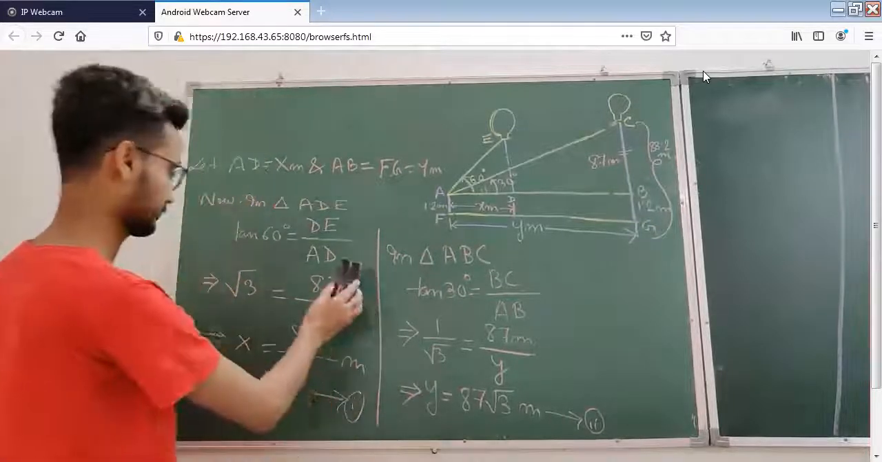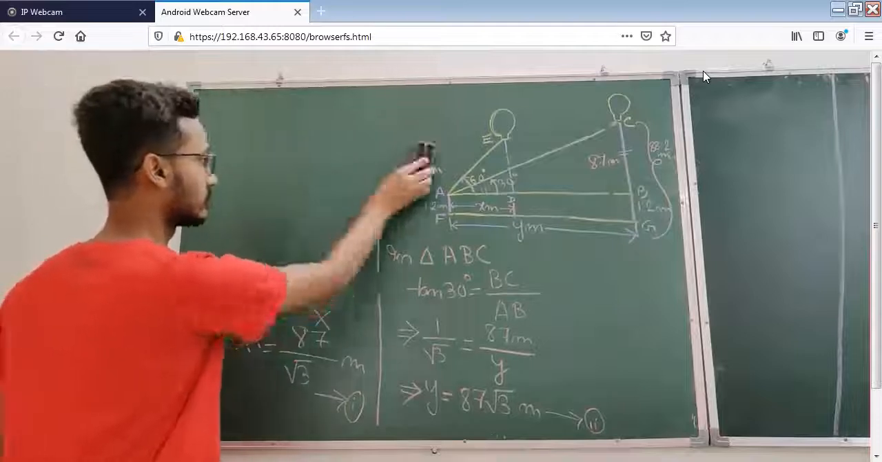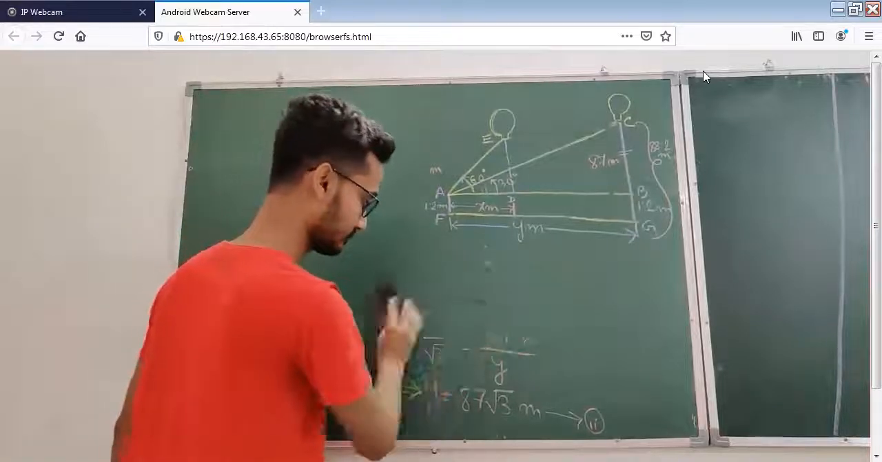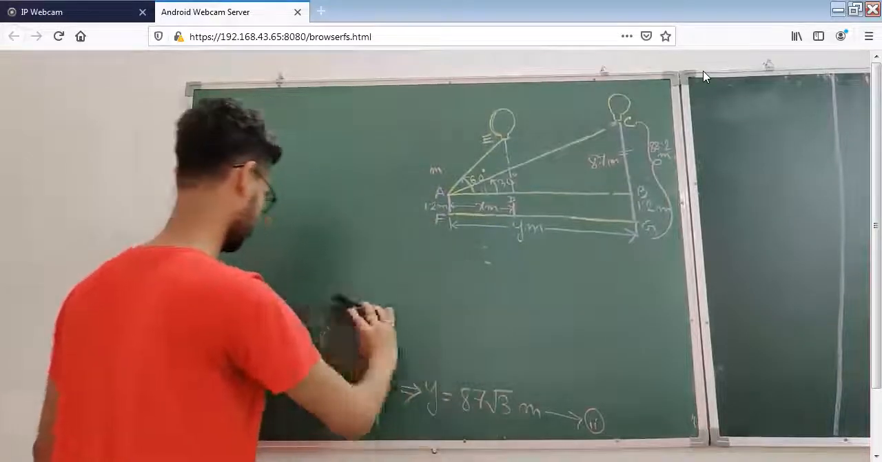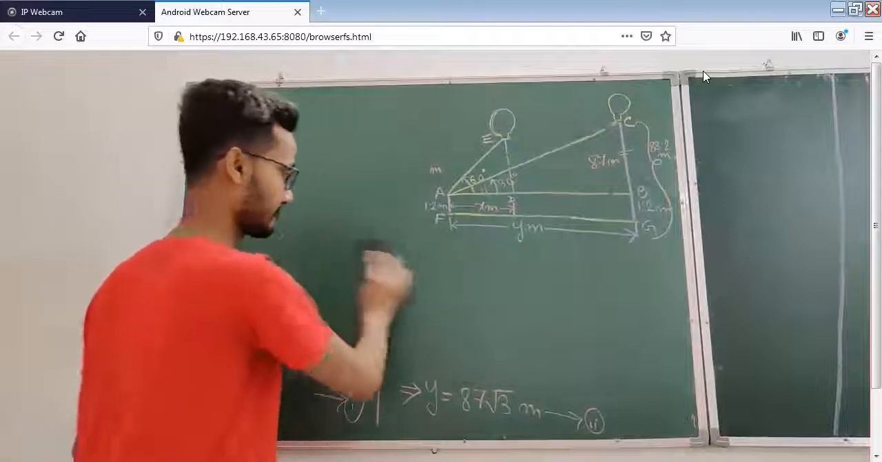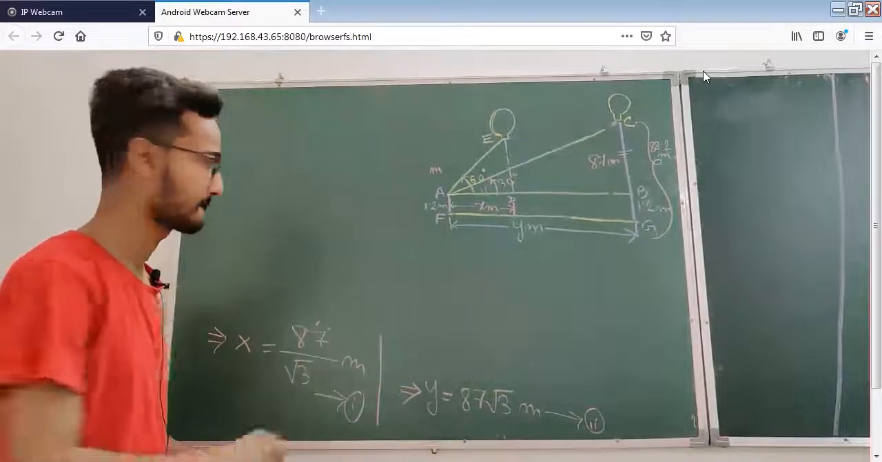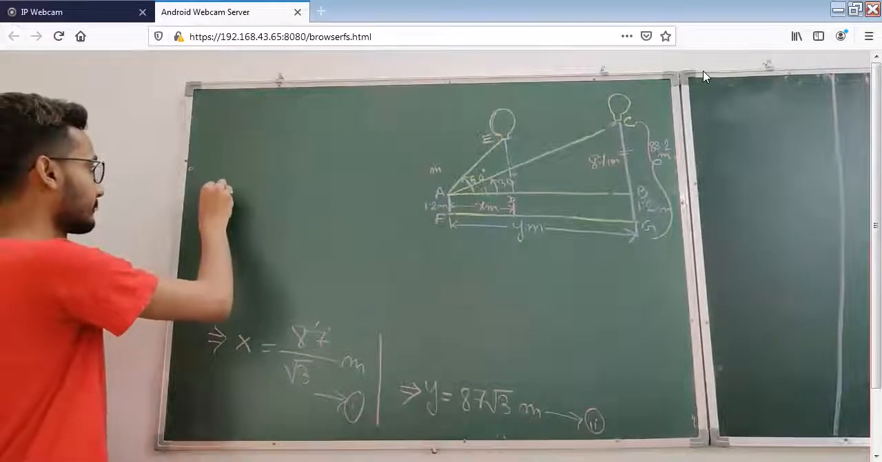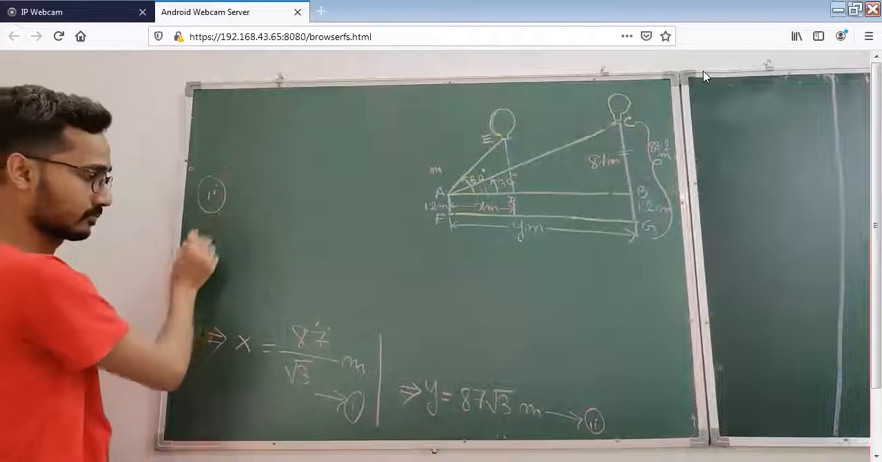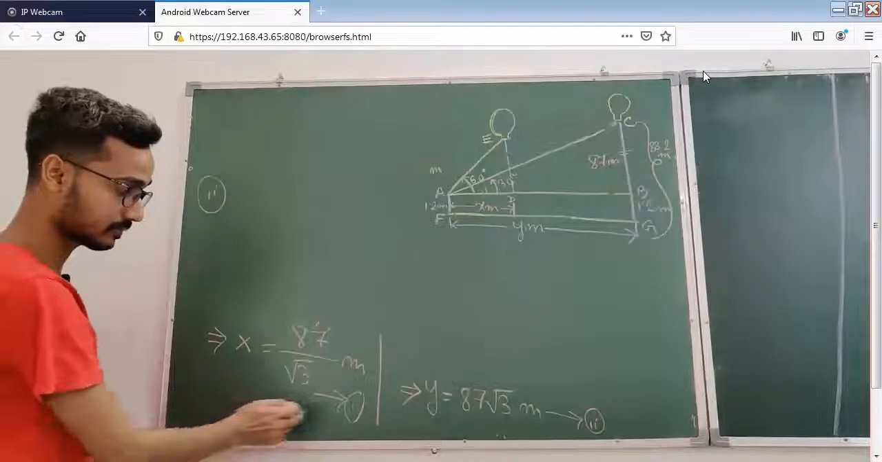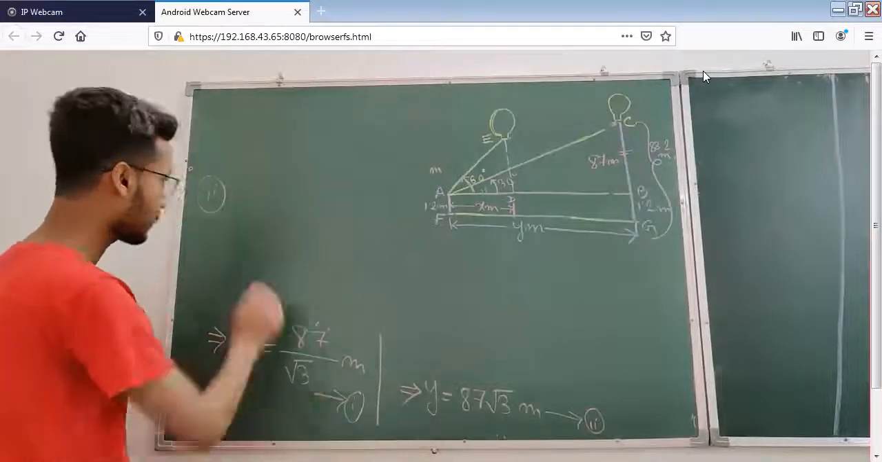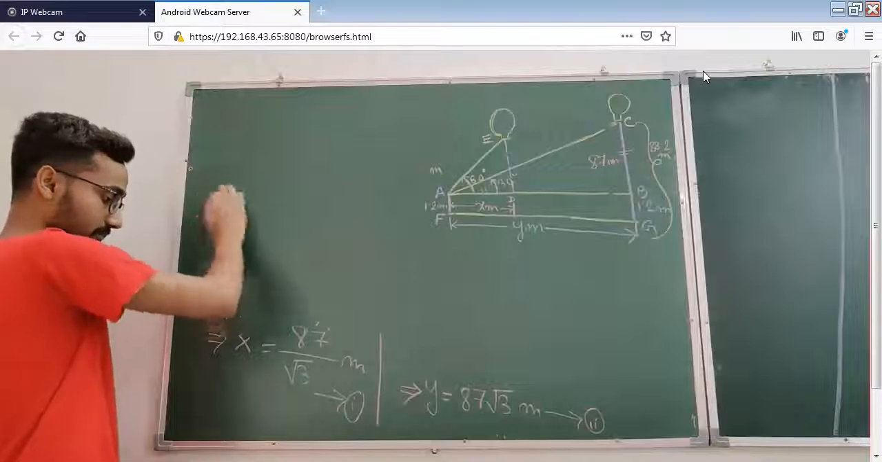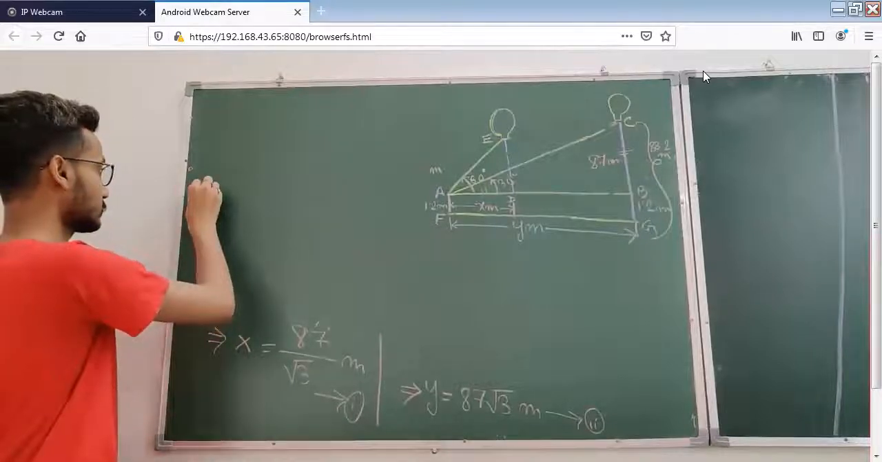Now see, not 2 from 1, you have to subtract 1 from 2, because 2 is your Y. So you have to subtract 1 from 2. Yes or no?